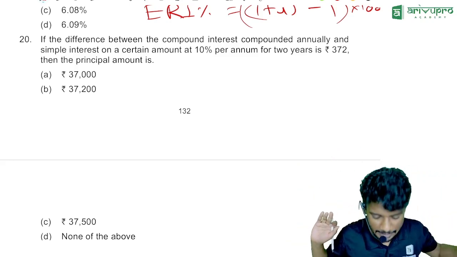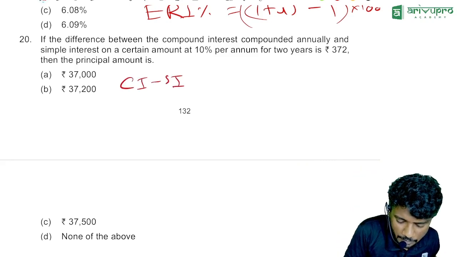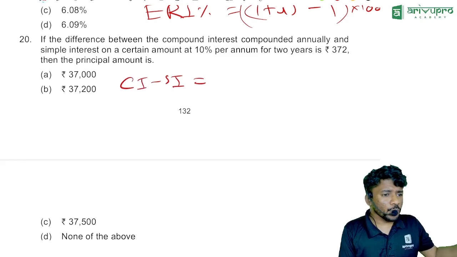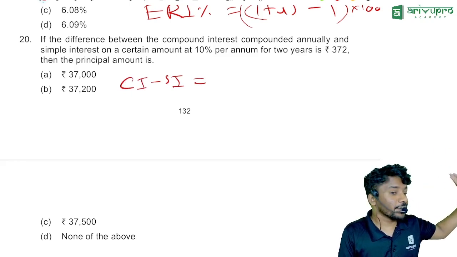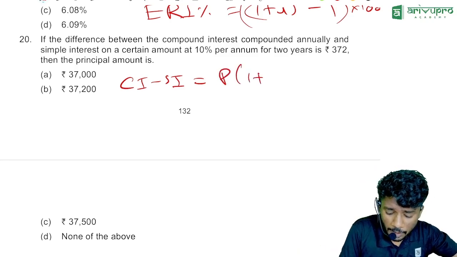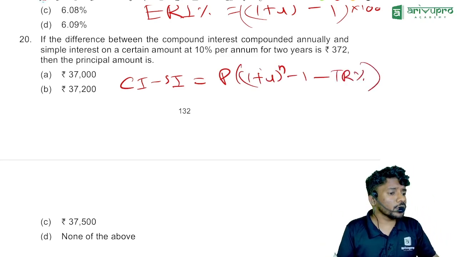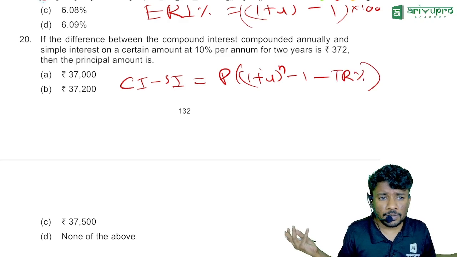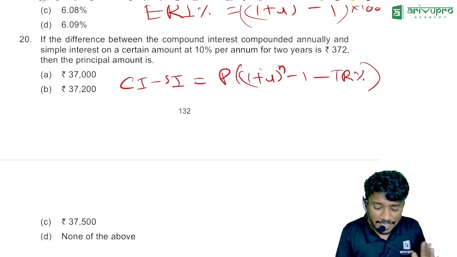Correct? Yes. What is the formula? CI minus SI. What is the formula? For 2 years it is PR square. Correct. But what was the formula we learned? Compound interest minus simple interest is equal to P into (1 plus I) the whole raised to N minus 1, minus TR percentage. Apply here also. Any way you can do. Rather than learning multiple formulas, learn one formula. So (1 plus I) the whole raised to N.